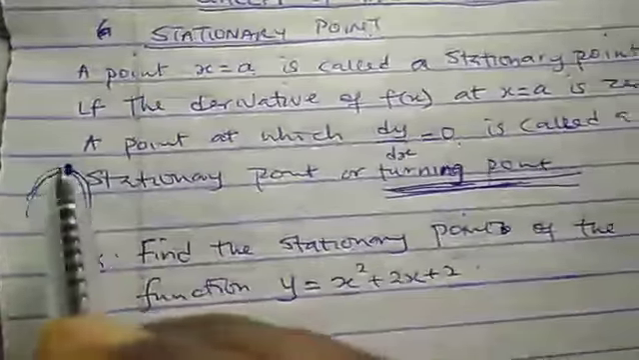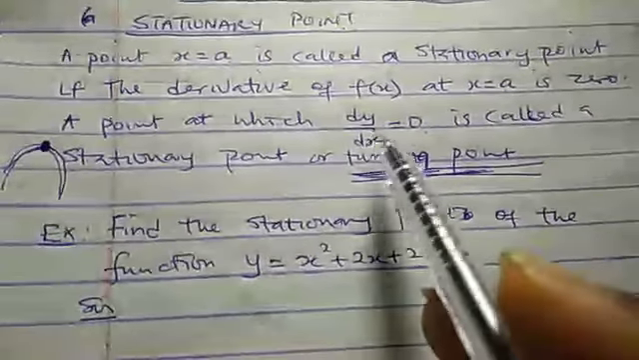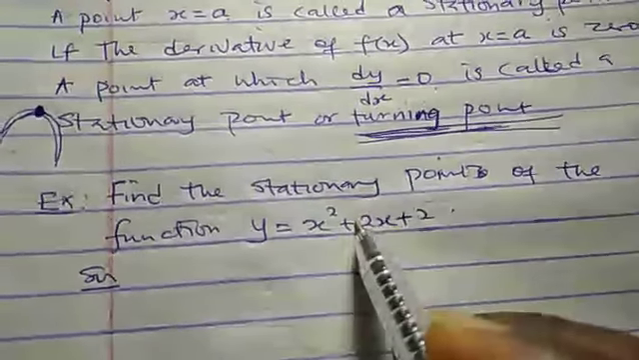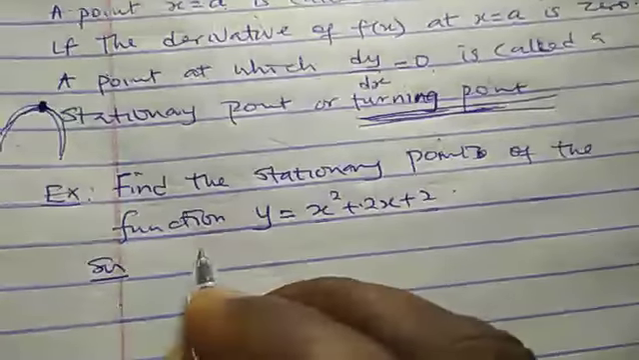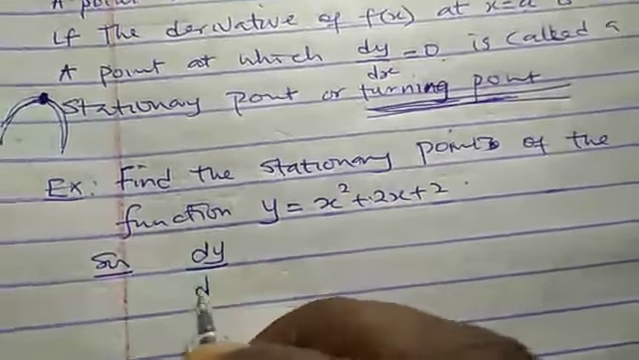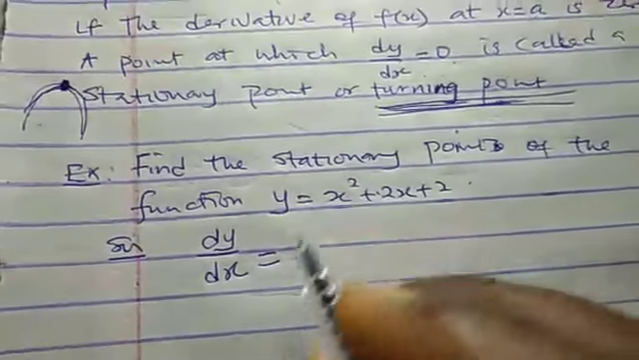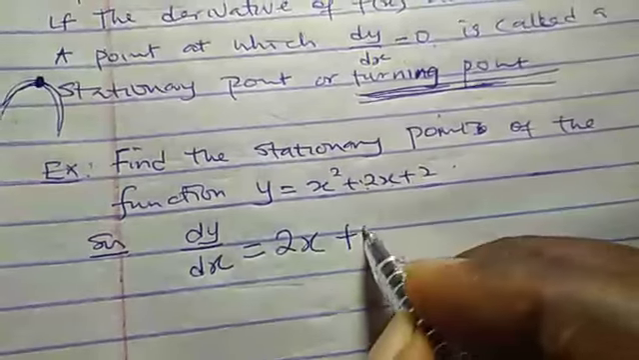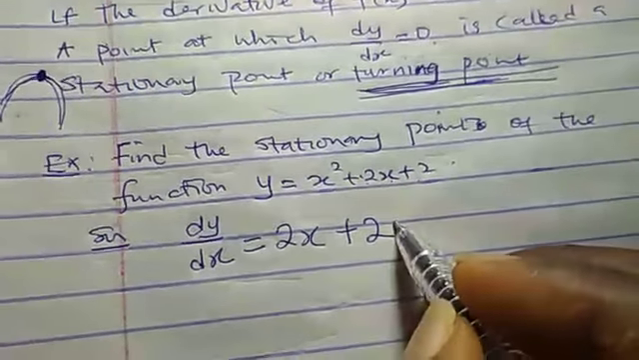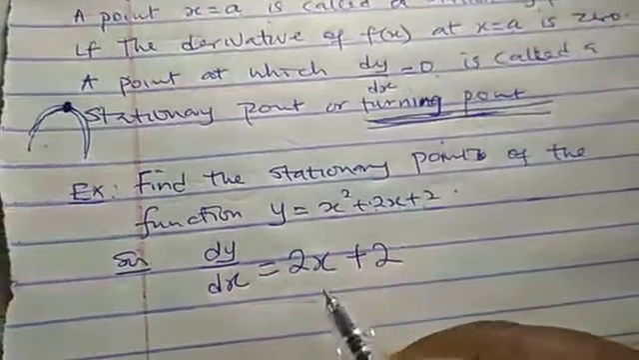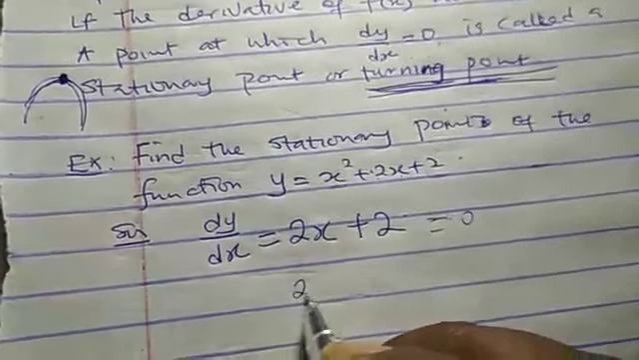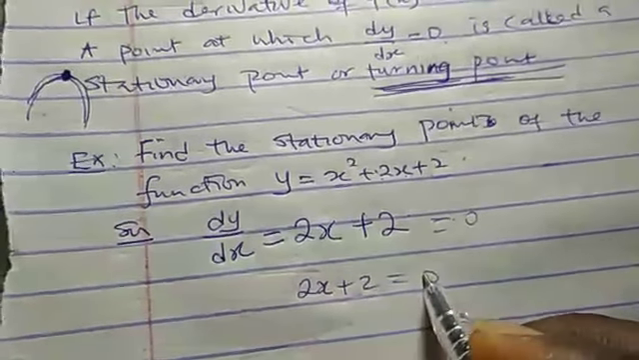Now, in order to find a stationary point, we only need to differentiate the function, then we equate that derivative to 0. For instance, now we have to find the stationary point of this function. To find the stationary point or the turning point, the first thing is I will differentiate. I'll find dy/dx, and if I differentiate x squared, I will have 2x, plus if I differentiate 2x, I will have 2. If I differentiate the constant, I will have 0. So this is the differentiation. To find the stationary point, I will just equate this to 0. I will just say that 2x plus 2 is equal to 0.